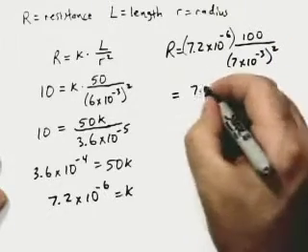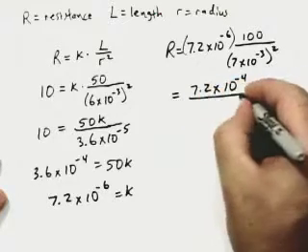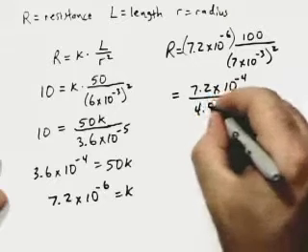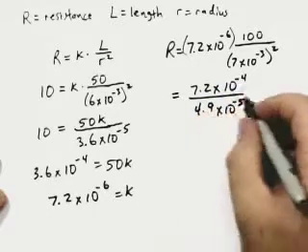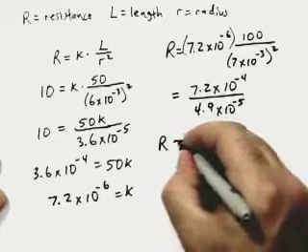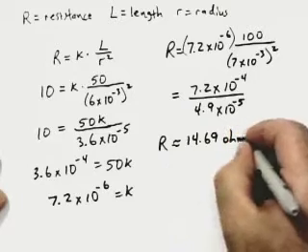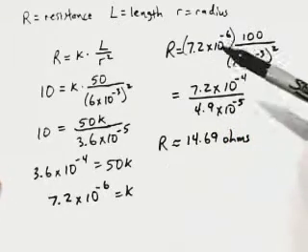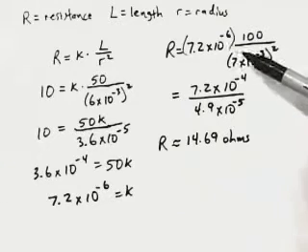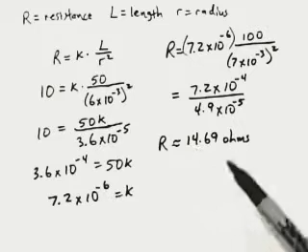This will give us 7.2 times 10 to the negative fourth divided by 4.9 times 10 to the negative fifth. If we work this out, we'll get that R is approximately 14.69 ohms. So the resistance, if we had 100 feet of the same wire, but increased the radius to 7 times 10 to the negative third inch, would be roughly 14.69 ohms.